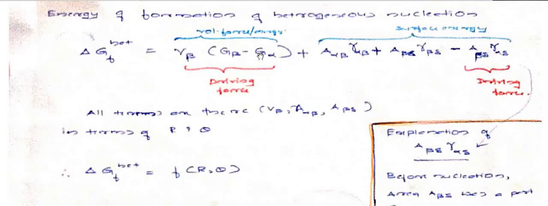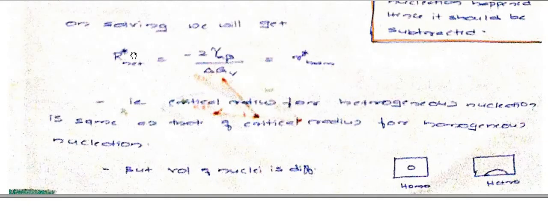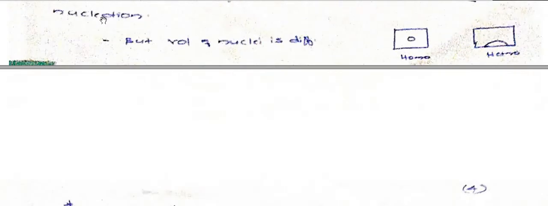Okay, and there is a solution. Those who are interested can solve it, but the answer you will get is -2 gamma alpha beta by delta Gv, where delta Gv is this particular thing, G beta minus G alpha. Okay, so you can understand that you can just get this thing.